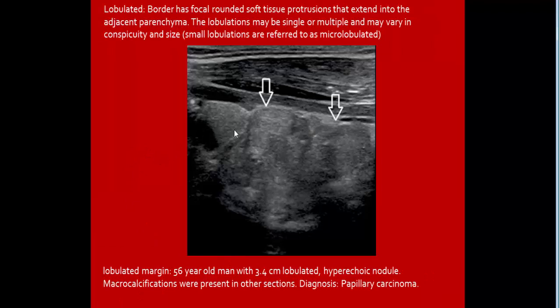Lobulated border or margins: a focal rounded soft tissue protrusion that extends into adjacent parenchyma. Lobulations may be single or multiple, and they may vary in conspicuity and size. Smooth small lobulations are referred to as microlobulated. This is a lobulated margin in a case of papillary carcinoma.